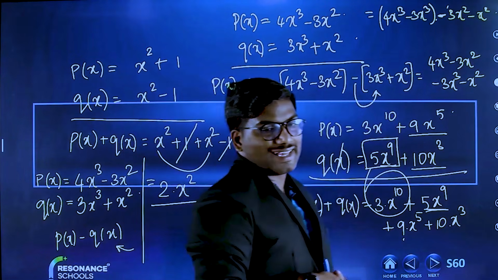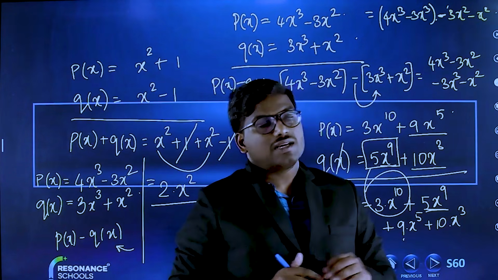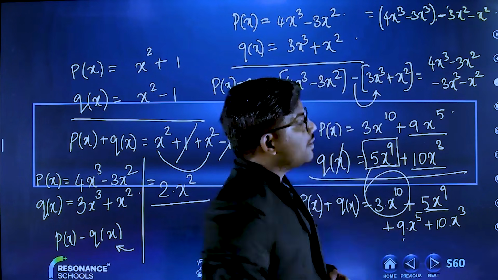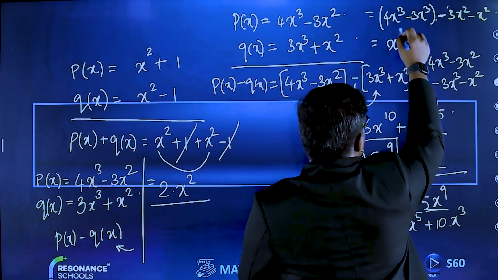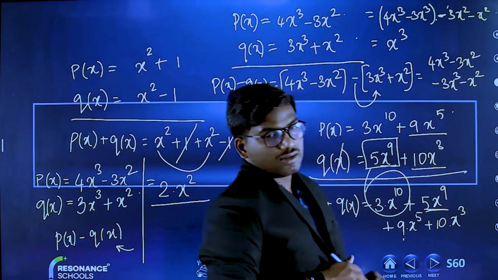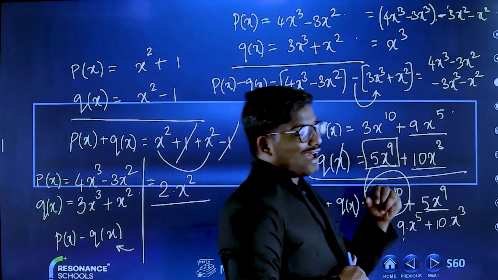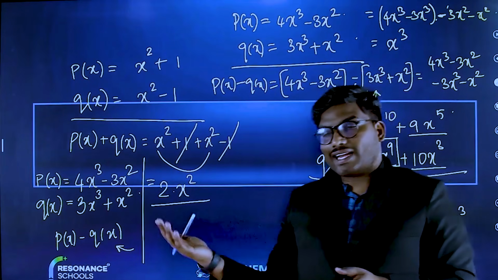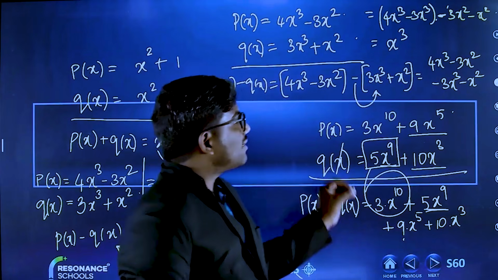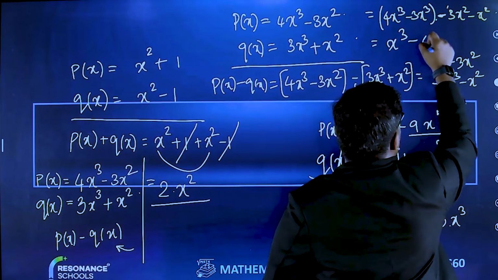4x cube minus 3x cube. I have 4x cubes and then I throw away 3x cubes. I'll be left with 1x cube, right? So this will be x cube minus 3x square minus x square. As in, I have 3x square and I get one more x square with negative sign. All of this have negative sign. So 3 plus 1, 4x square with a negative sign. So it will be minus 4x square.